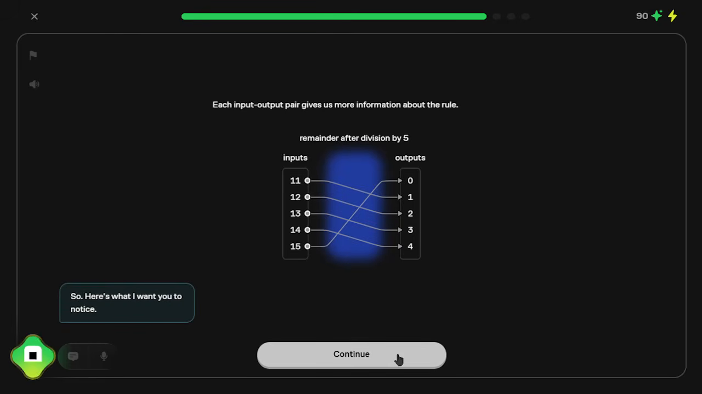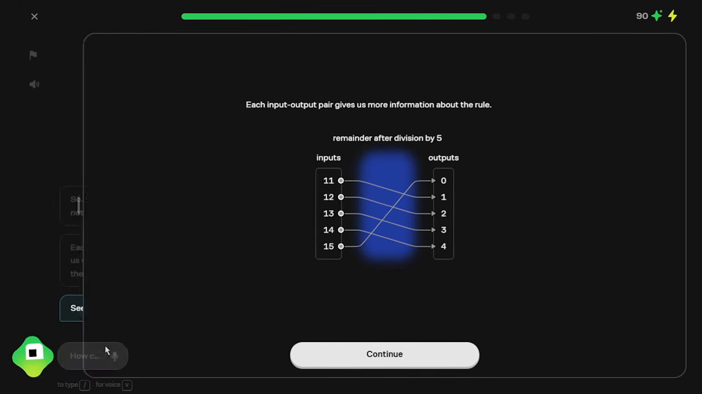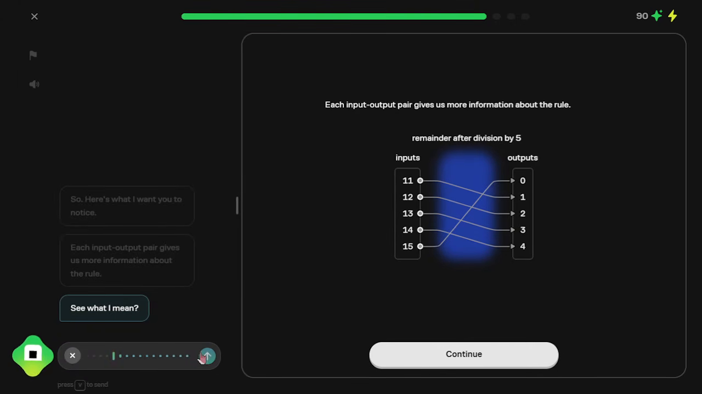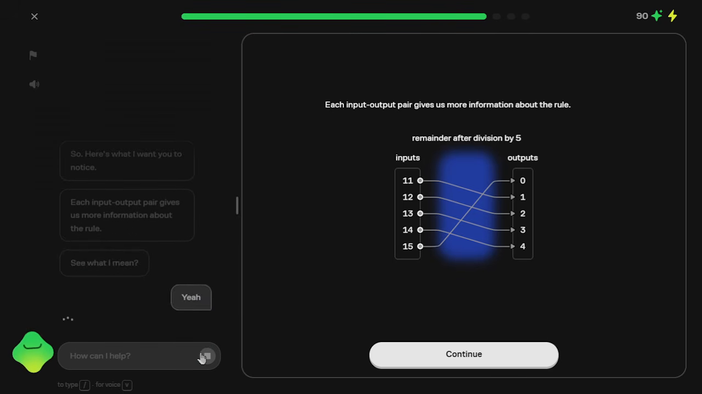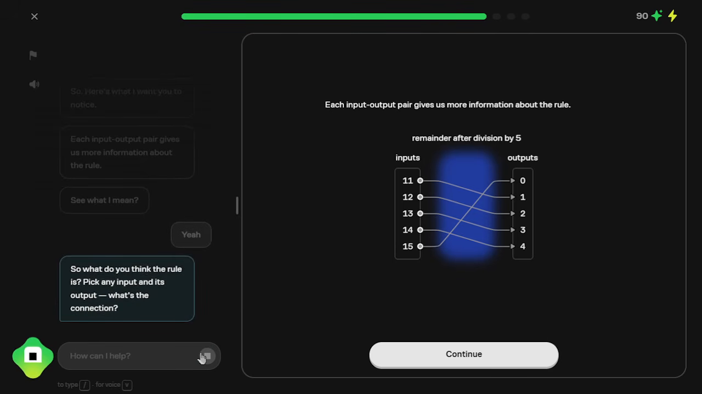So, here's what I want you to notice. Each input-output pair gives us more information about the rule. See what I mean? So, what do you think the rule is? Pick any input and its output. What's the connection? 11 to 0. I don't really know. Let's go to the next one.